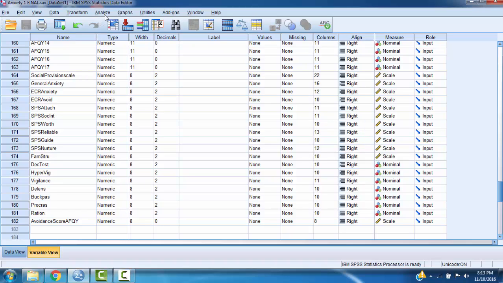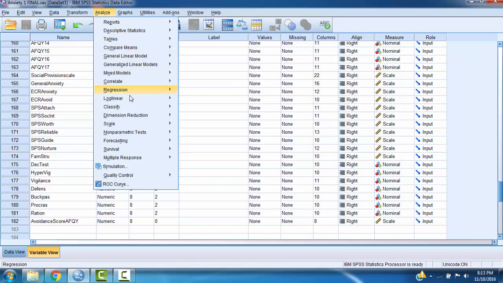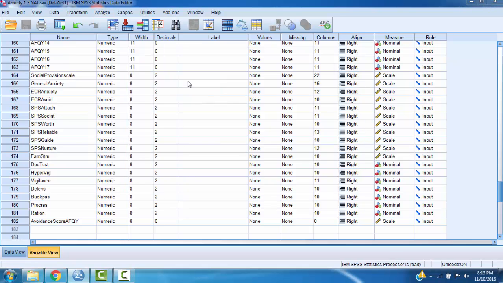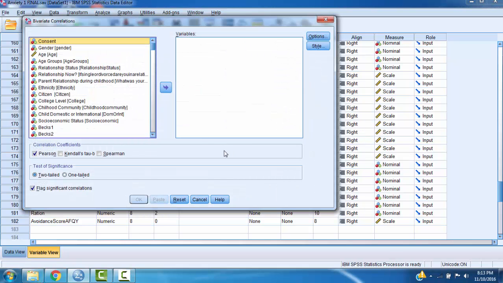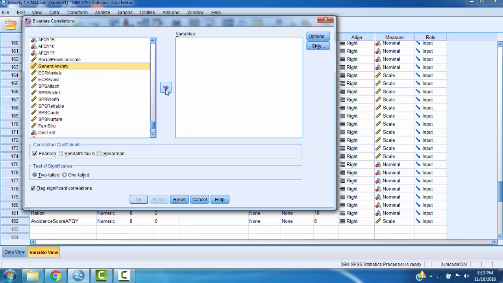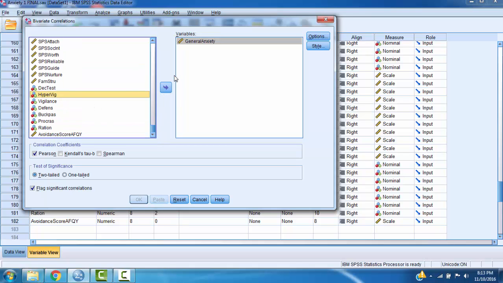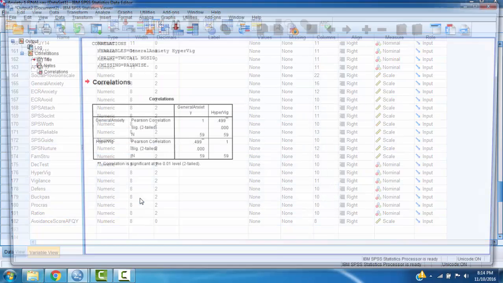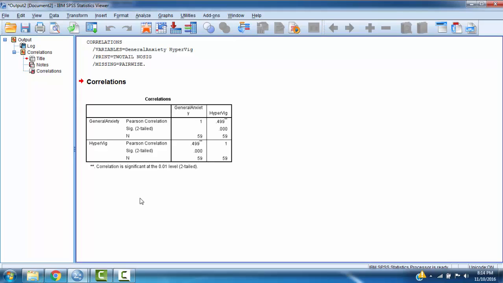In order to do this, we're going to go to Analyze. We're going to go to Correlate, and we're going to do Bivariate. This box opens. We'll scroll down to where those variables are. We said general anxiety, which is here. And we want to look at hypervigilance, hypervig, which is here. That's all you need to do. You click OK, and this box comes up.